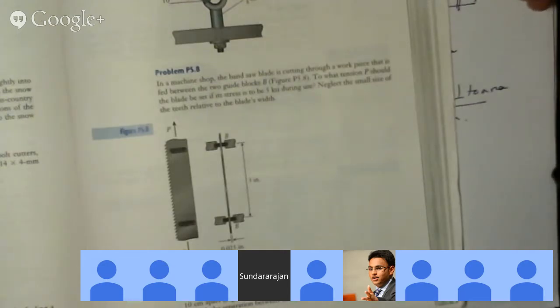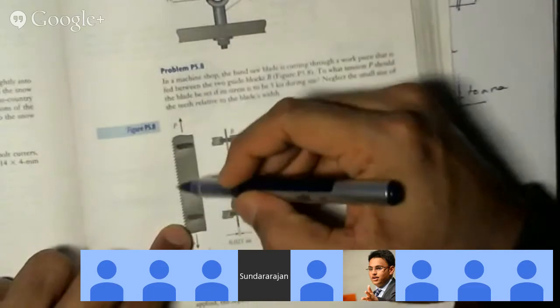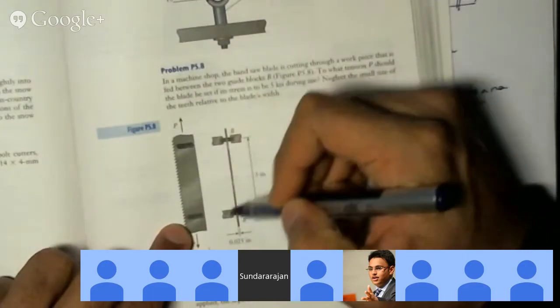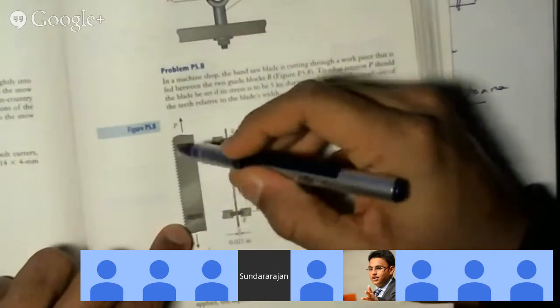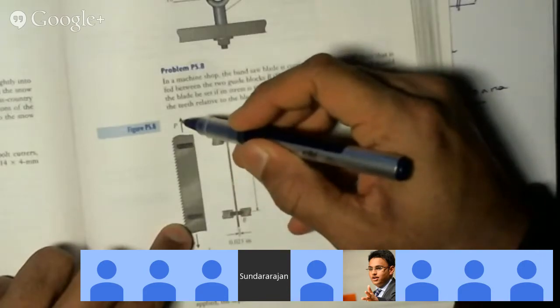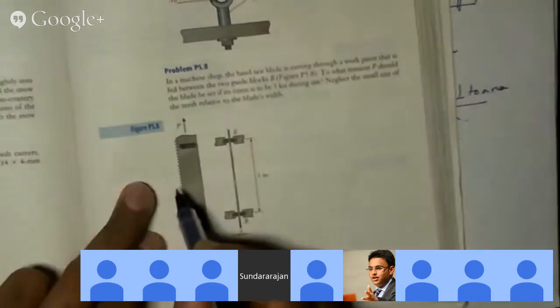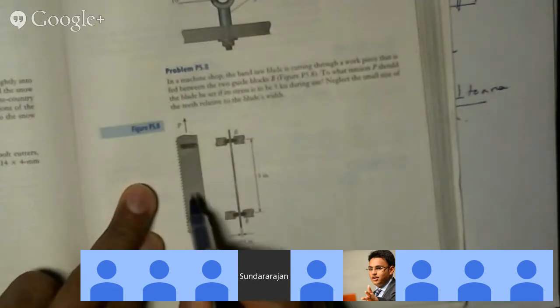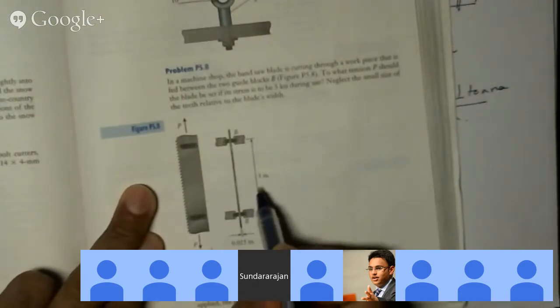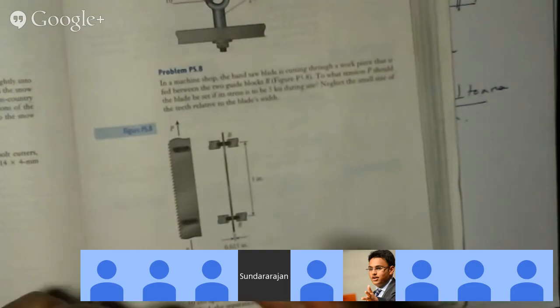Is that 3/8 inch and the 3 inches for the length? That'd be the area you do not want. That area is not perpendicular to the force. It is this area that you want, the cross sectional area, which is 3/8 times 0.025.